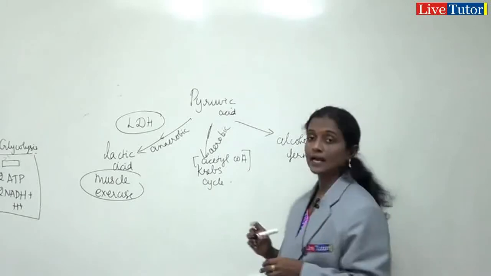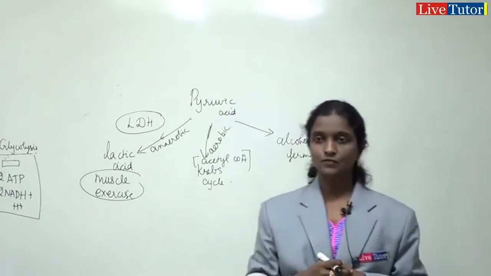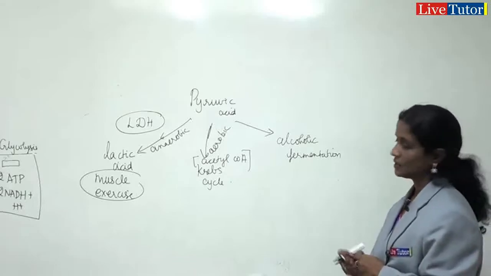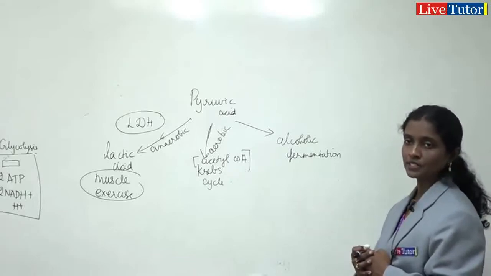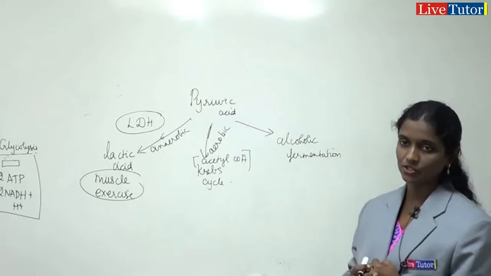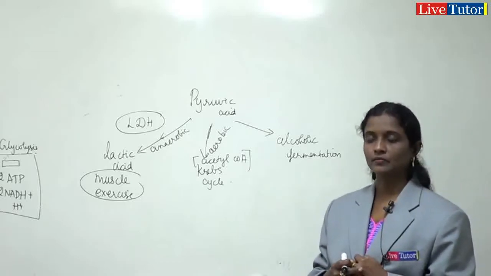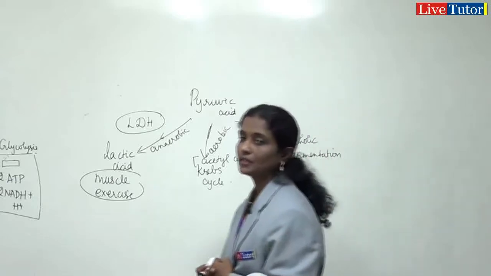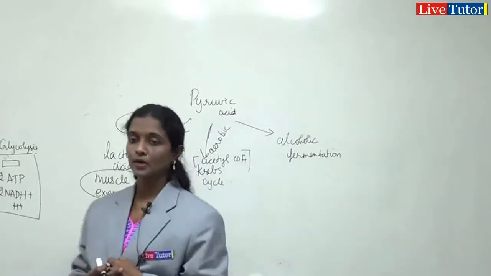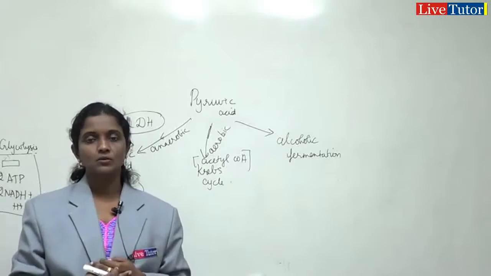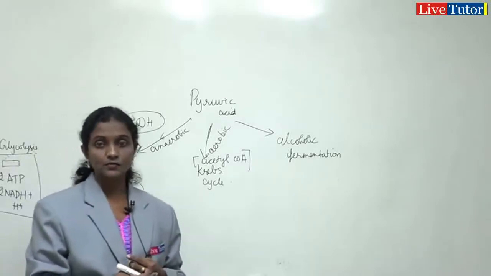So in an anaerobic mode, it prefers lactic acid formation, and in an aerobic mode, it goes to Krebs cycle through acetyl-CoA formation, or if not, it can even proceed to alcoholic fermentation in alcoholic beverages, during wine making, beer making, and other fermented products wherein the pyruvic acid will be converted to alcohols. We call it fermentation.